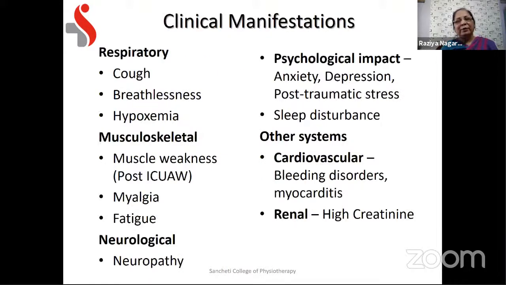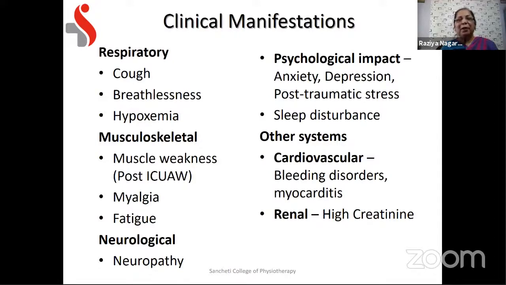So how does COVID-19 affect? As I said, it doesn't only affect your respiratory system, but it may affect other organs of the body also. When it affects your lungs, the symptoms will be cough, breathlessness, and hypoxemia. Hypoxemia is nothing but less oxygen in your blood, and that is why we always check with pulse oximetry, which tells you about your SpO2, the oxygen saturation in the blood with hemoglobin.